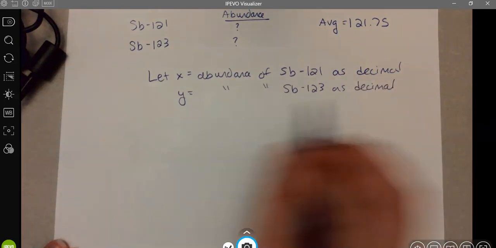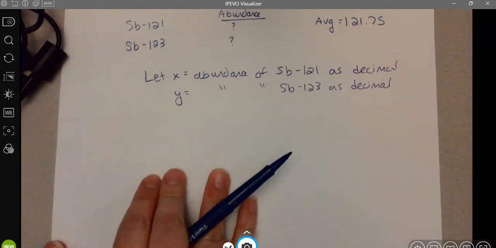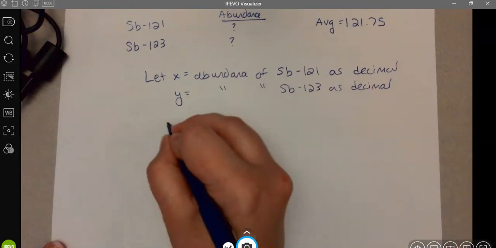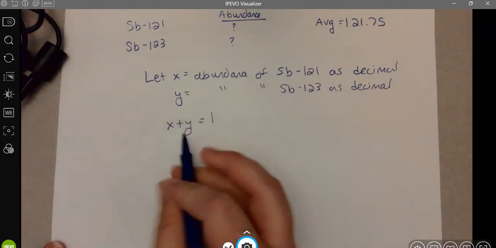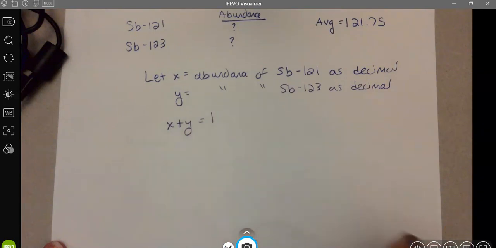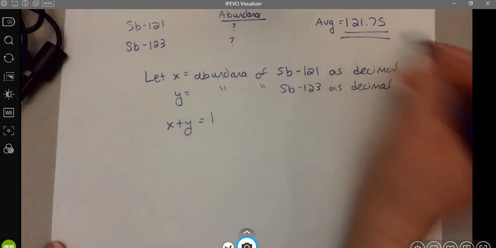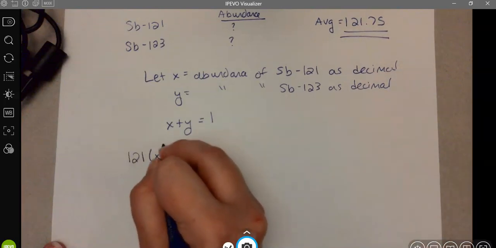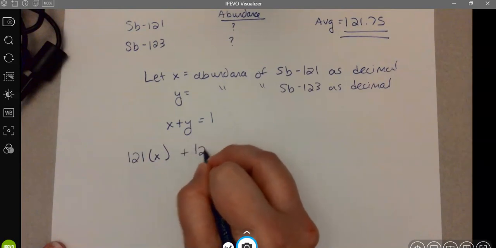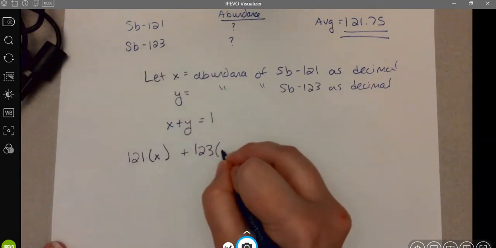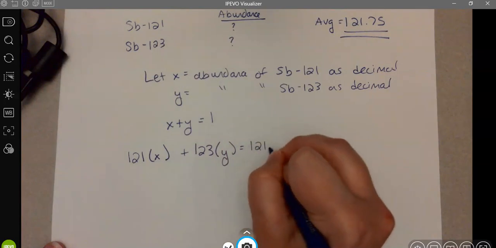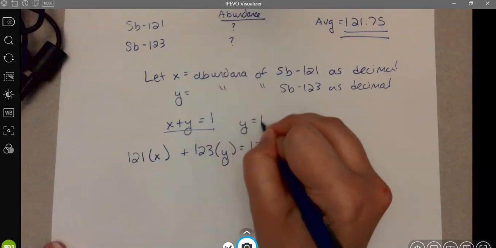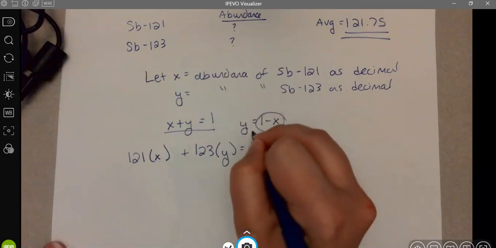So our first equation, we know since those are our only two isotopes, that the total abundance has to add to 100%, so as a decimal, 1. So again, this is always our first equation. The second equation is based on this average atomic mass. So I have mass times percent as a decimal plus mass here times the percent as a decimal is 121.75. I rearrange this equation the same way I did before, and then I can substitute this in for y.